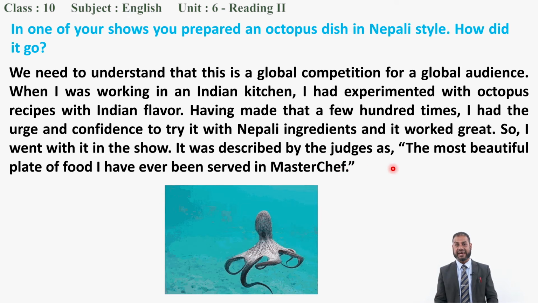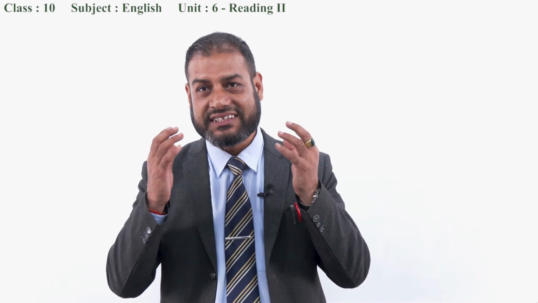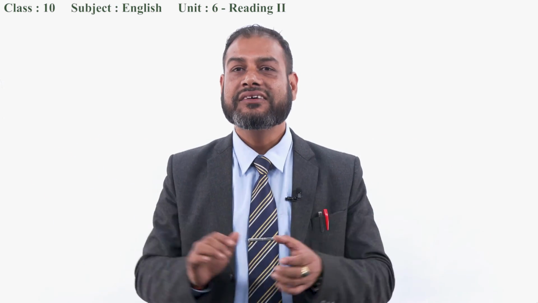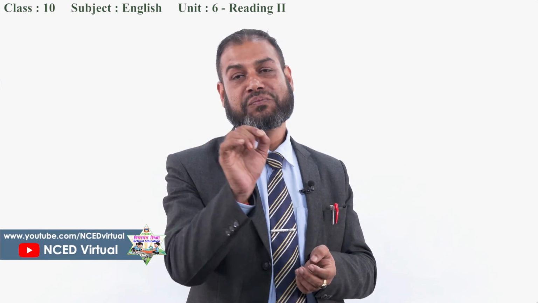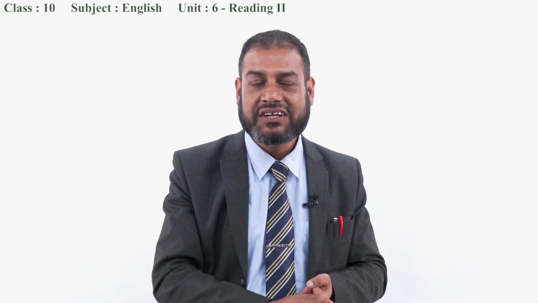It was described by the judges as, the most beautiful plate of food I have ever been served in MasterChef. This is a kind of compliment, applause given by the judge to Santosh Saha in the competition. So how did he get the idea to prepare this octopus dish in Nepali style? All right, see, he said that he worked in an Indian kitchen, and at that time he prepared octopus items many times with Indian styles, Indian flavor. Then he started thinking, why don't I prepare octopus in Nepali flavor? See, this gives a kind of idea to Santosh Saha, and he made a decision to take part in the competition with an octopus dish in Nepali flavor, Nepali taste.